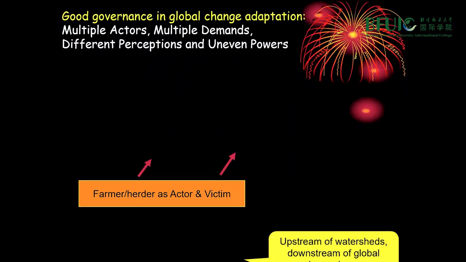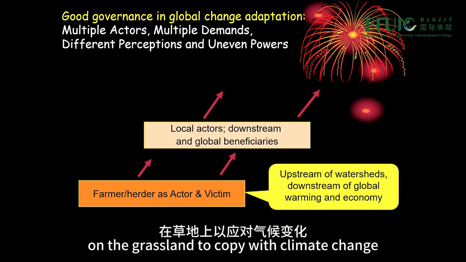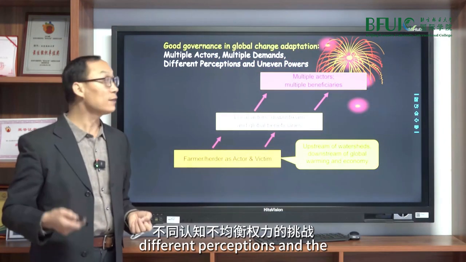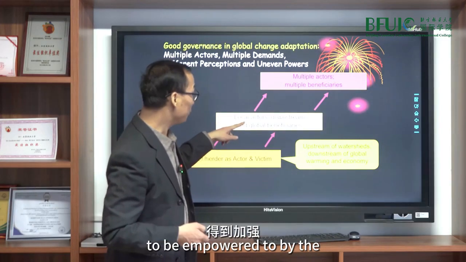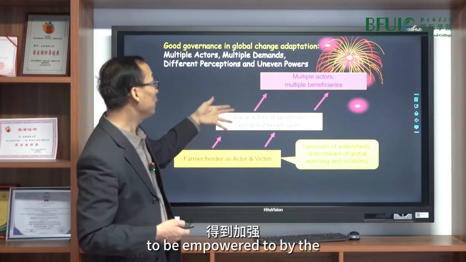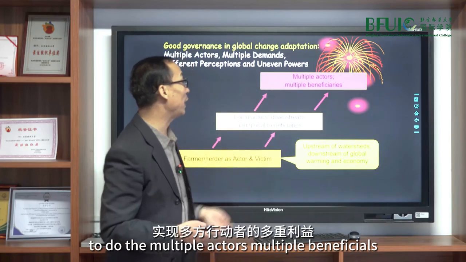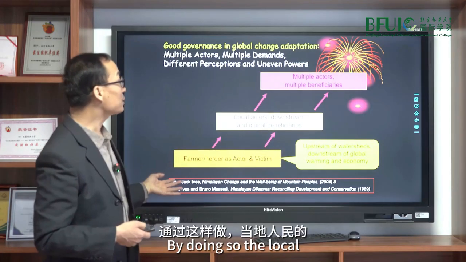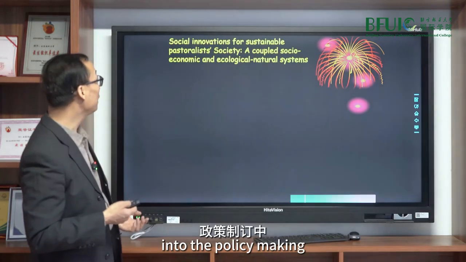So of course we also need good governance of the grassland to cope with climate change. We have multiple actors, multiple demands, different perceptions, and uneven power. Farmers need to be empowered by policymakers and outsiders, for multiple actors and multiple beneficiaries. By doing so, local people's knowledge and institutions can be integrated into policymaking.